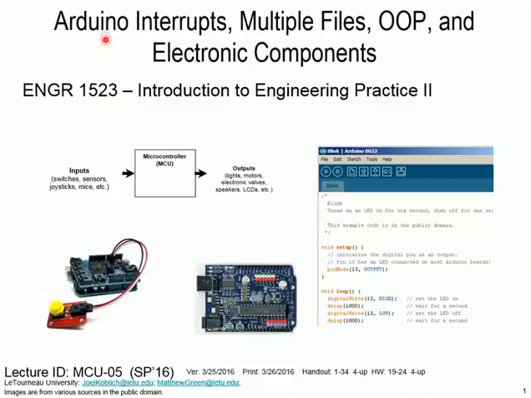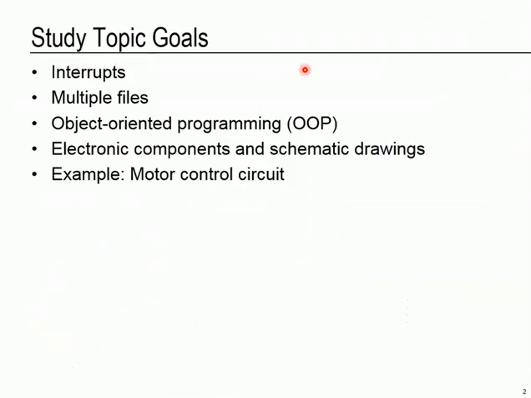In this lecture video, we're going to talk about interrupts with the Arduino, multiple files, object-oriented programming, or OOP. Also, we'll introduce electronic components, some of which we've already seen. Study topic goals are to first look at interrupts, and next multiple files, next object-oriented programming, next electronic components and schematic drawings. Finally, we will introduce mandatory MCU homework 2, a motor control circuit.